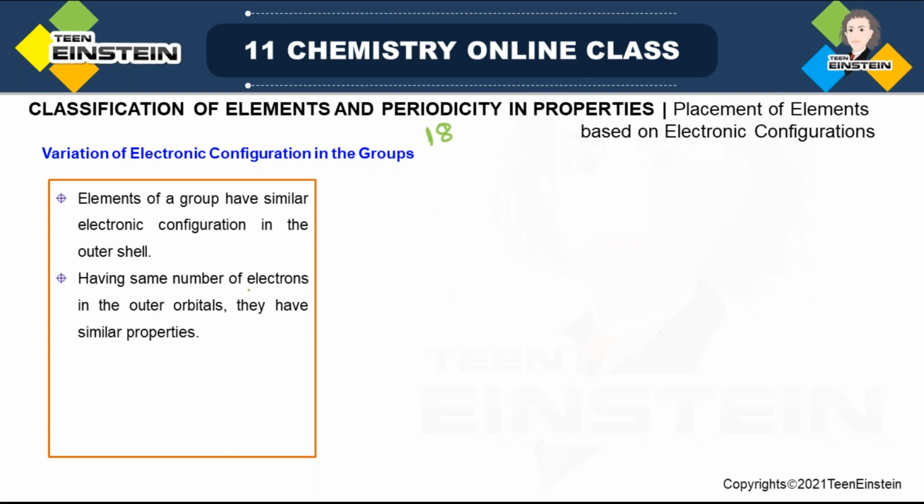Elements of a group have similar electronic configuration in the outer shell. So this condition you will always see. Having the same number of electrons in the outer orbitals, they will have the same type of properties. So that is why they are in the same group. Group means what? If you consider the word group in general, whatever members are present in a group, they should have similar type of property. So that is why in this case also we have placed all these elements in the same group, because they have some similarity in their properties. Okay, that is the reason.